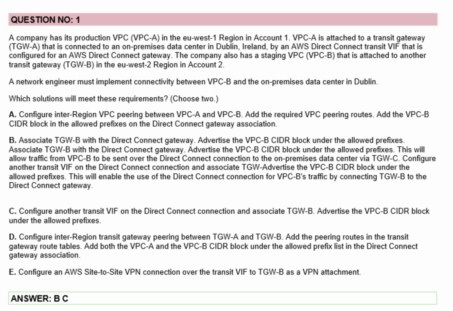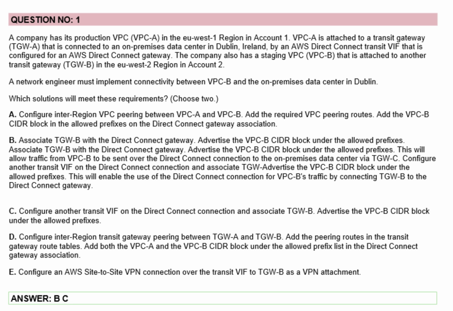The company also has a staging VPCB, that is attached to another transit gateway, TGWB, in the AWS 2 region in Account 2. A network engineer must implement connectivity between VPCB and the on-premises data center in Dublin. Which solutions will meet these requirements?